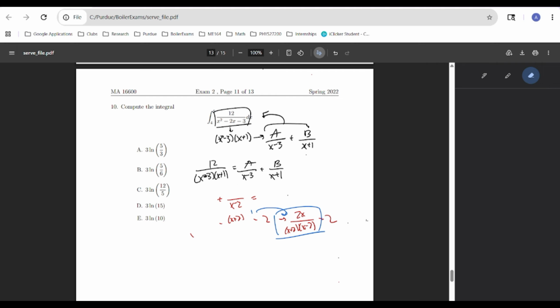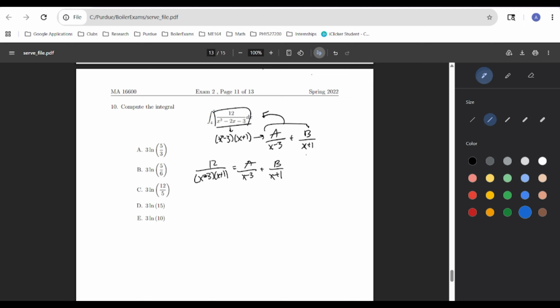But because we cannot guarantee that the coefficients on the top are going to be 1, we have to leave them as arbitrary constants A and B, or arbitrary variables which you have to solve for. So with that being said, we're going to do this algebraically. We're going to multiply everything here by (x minus 3)(x plus 1), just to get rid of these ugly denominators on the bottom. That becomes 12 equal to A times (x plus 1) plus B times (x minus 3).